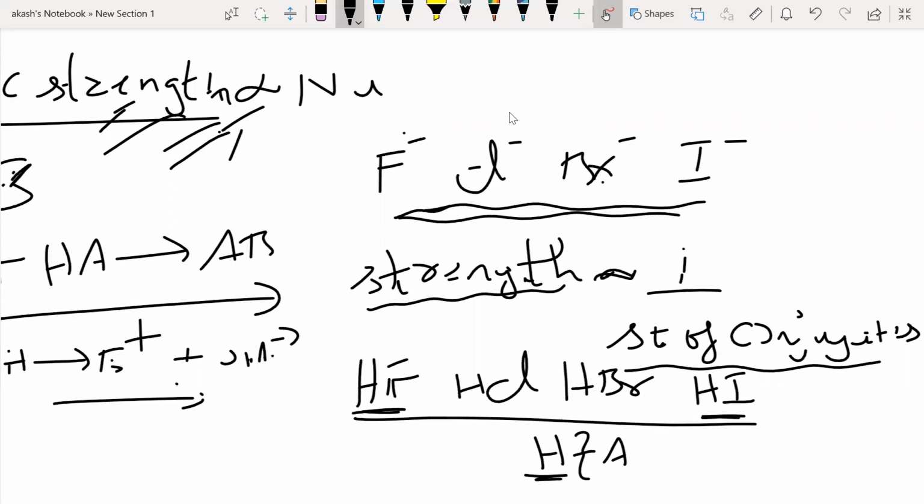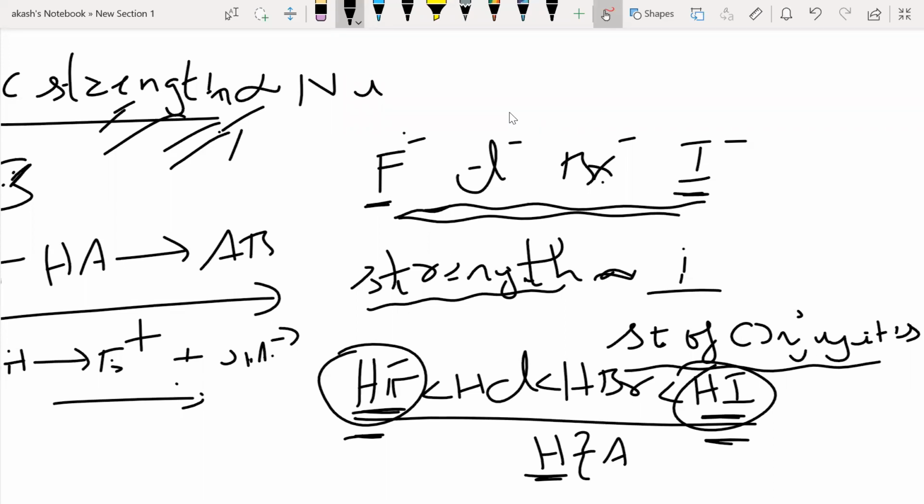So if I look at the strength of the acid, this would have been the order of strength. That means the strongest acid here is HI, and the weakest acid here is HF. Now, when I go for the conjugate bases of these, it would have been exactly opposite. That means HI is the strongest acid, so I minus will be the weakest base. Same way, HF is the weakest acid, so F minus would have been the strongest base.